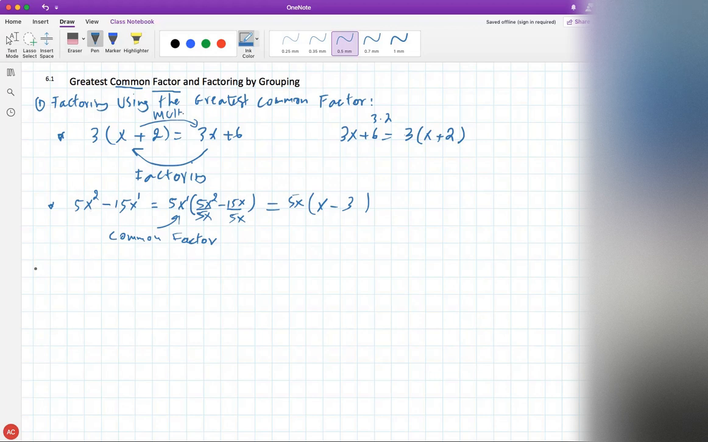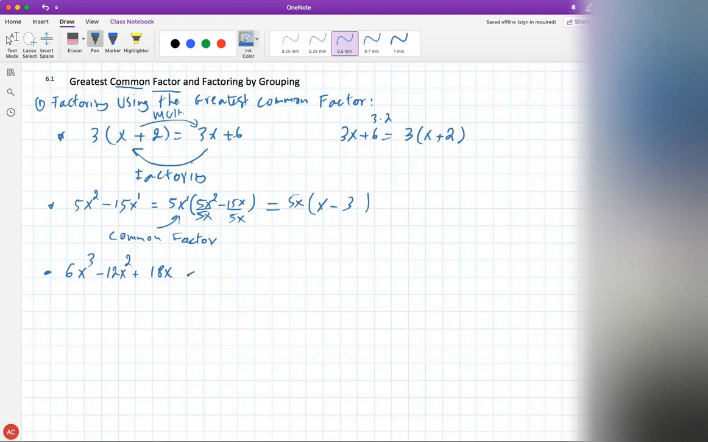It's not always two terms, it could be 3 terms or more. Let me give you an example with maybe 3 terms. Let's say you have 6x to the third, for example, minus 12x to the second, plus maybe 18x. Okay, so it's another expression we want to factor. So now we have 3 terms here.